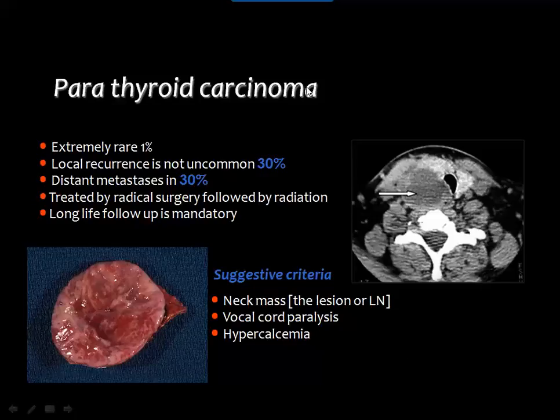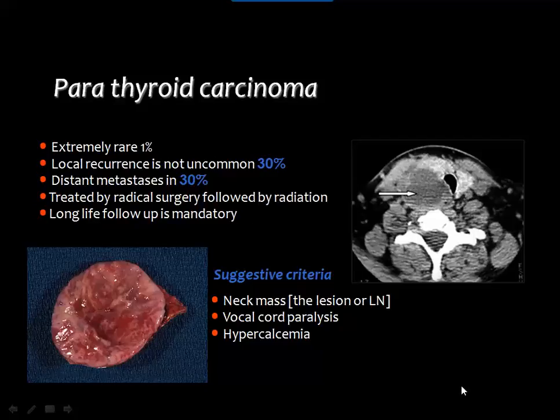Parathyroid carcinoma is extremely rare, and it has a high incidence of local tumor recurrence, reaching about 30%, and distant metastasis in about 30% of the cases. This is treated by radical surgery followed by irradiation, and because of the high incidence of recurrence, there should be a lifelong follow-up of this particular tumor.